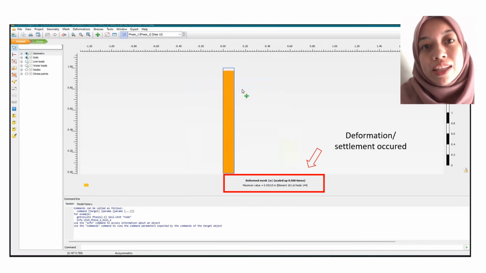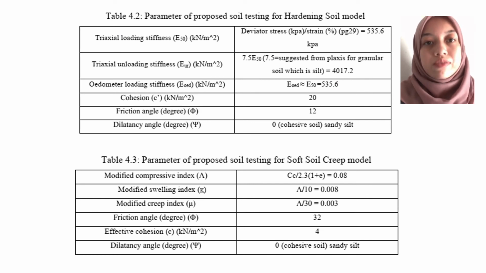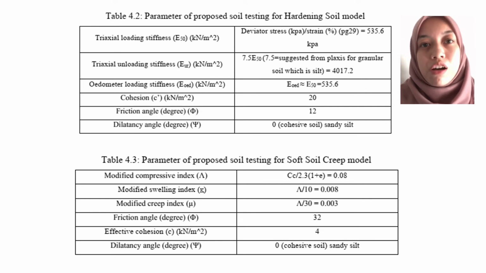Continue to add phase 2 to phase 10. Time intervals of 0.1, 0.3, 0.5, 1.0, 3.0, 5.0, 10.0, 30.0 and 50.0 days are set respectively. Later, proceed to calculate to view the result of the settlement that will be generated after the calculation is done. In this interface, the settlement from the initial phase to phase 10 is obtained. The procedure from setting of soil properties till obtaining the result of settlement will be repeated for the other soil models, which are the hardening soil model and soft soil creep model.